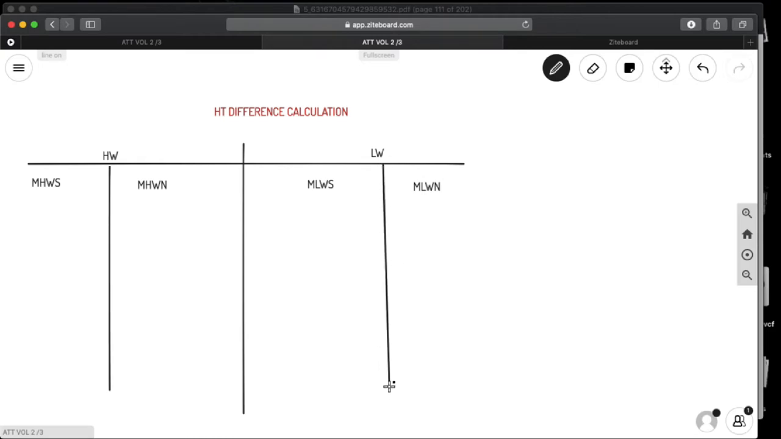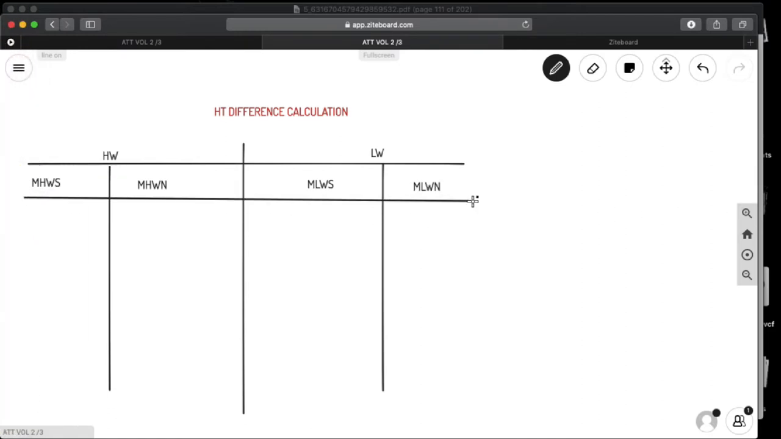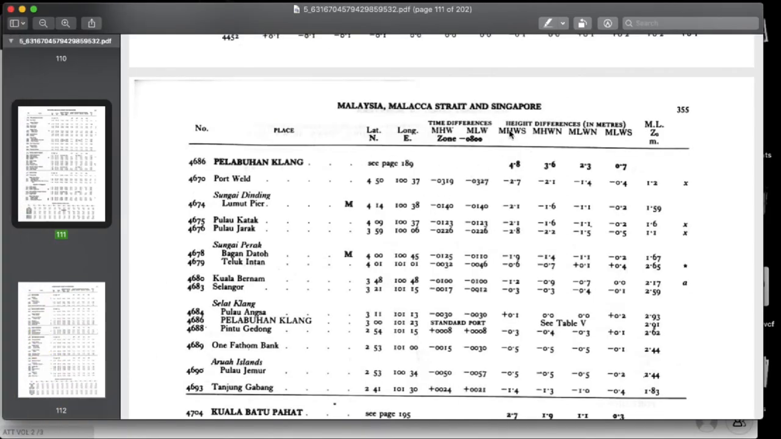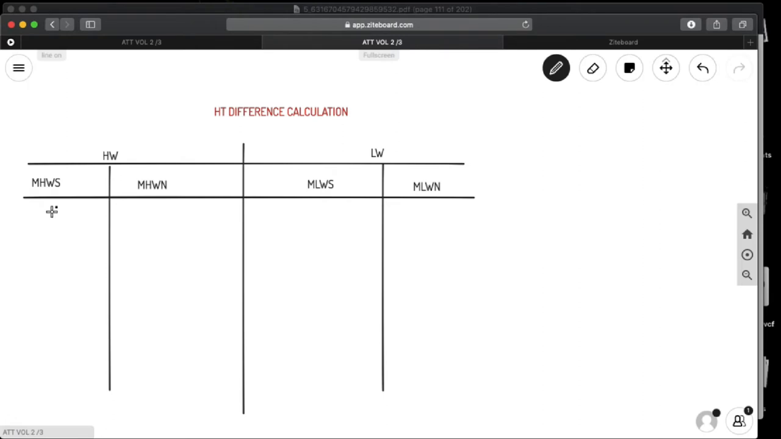So let's see what the timings are for this high water and low water. This is the table we have. We'll go to the ATT, and for the port you can see at the top, height differences in meters: mean high water springs, mean high water neaps, mean low water neaps, mean low water springs. High water is on this side and low water here. This is what we need to know. For the standard port, we need to take these values: 4.8, 3.6, 2.3 and 0.7. Let's copy them there.